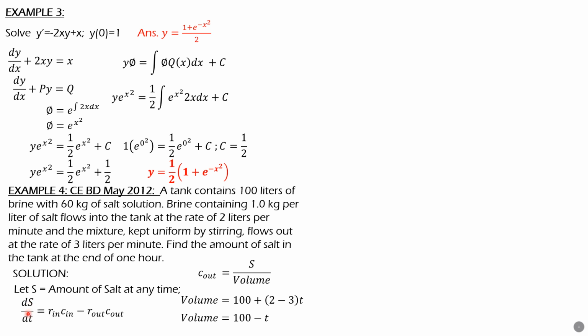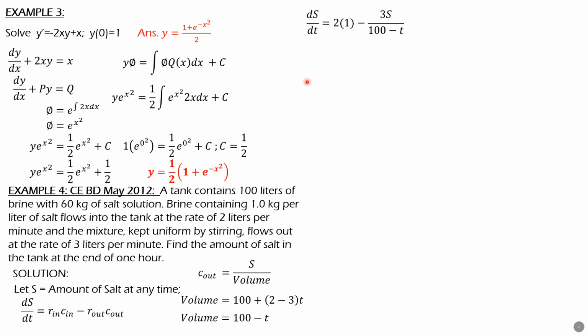So dS/dt equals rate in, which is 2, times concentration in, which is 1 kilogram per liter of salt, minus rate out, which is 3, and concentration out is S over volume, and volume is 100 minus t. So dS/dt is equal to 2 times 1 minus 3 times the quantity S over 100 minus t.